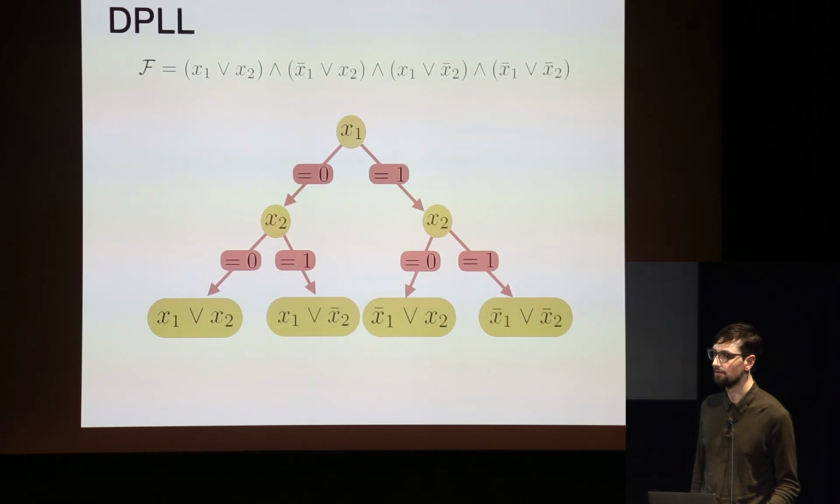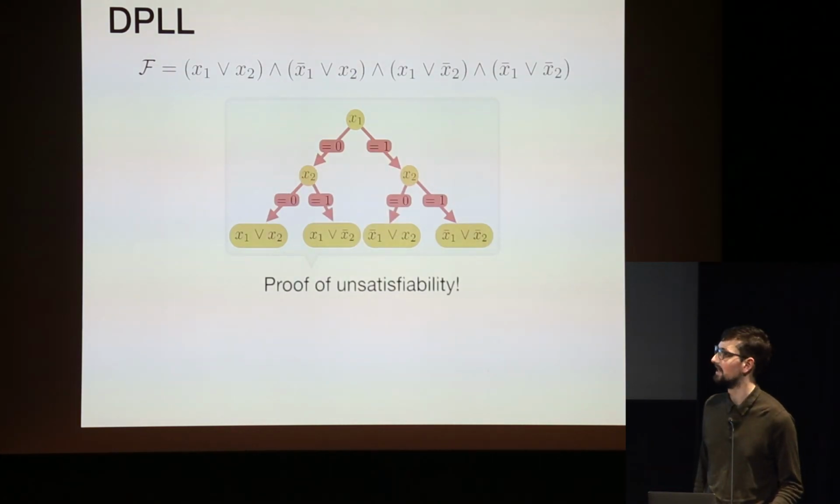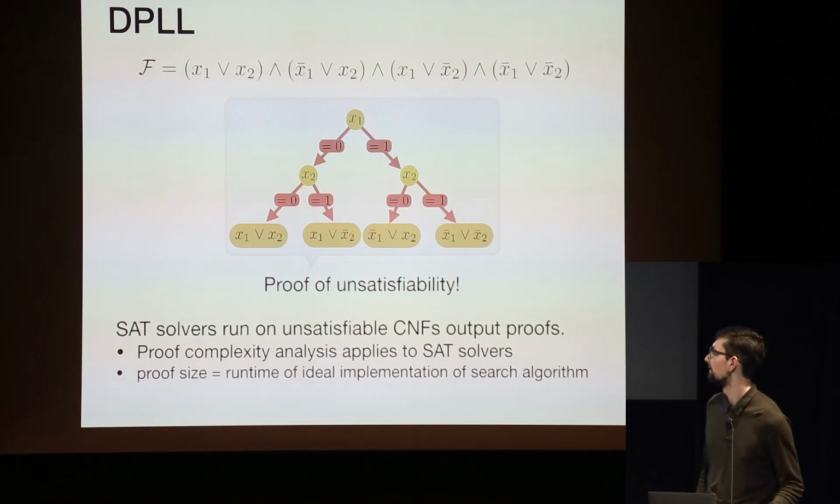Now observe that every leaf is labeled with a falsified clause, and this means that there was no satisfying assignment to the original formula. So we can take the DPLL tree as a proof of this fact. As was mentioned in the previous talk, this is a common theme amongst these SAT algorithms. If they halt without finding a satisfying assignment, then you can take their execution trace as a proof of the fact that the formula is unsatisfiable.